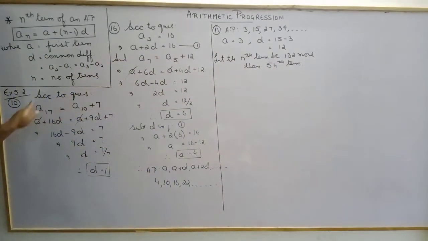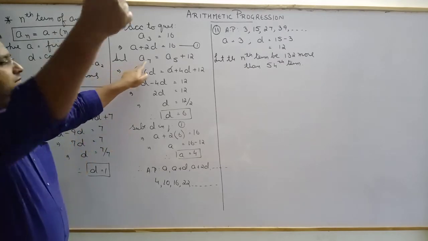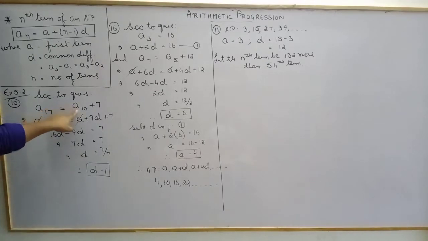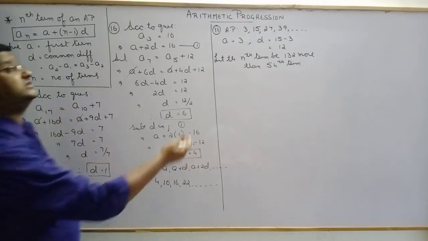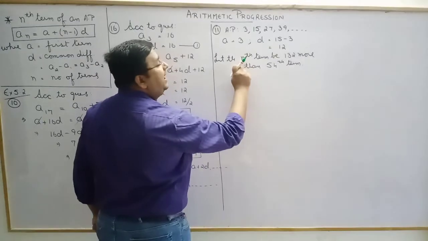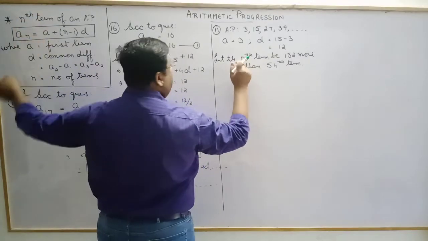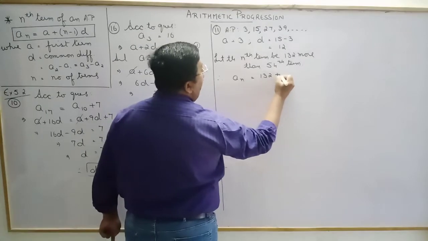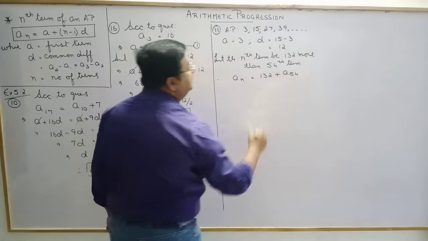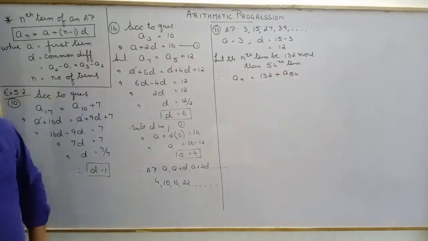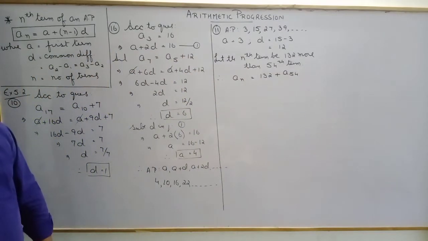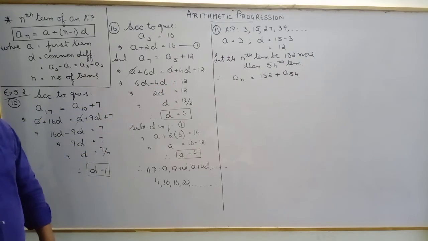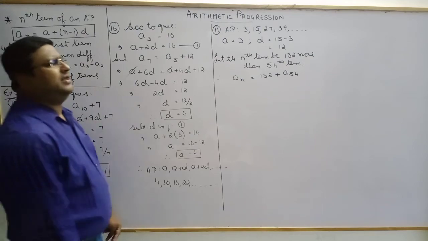In these two questions he was saying the 7th term was 12 more than the 5th term, and the 17th term was 7 more than the 10th term. Here he says which term? So let that term be the nth term, and we write the nth term as An. So An is equal to 132 more than the 54th term. Agreed or not? All three questions are related to each other. Everywhere the same formula, nothing new.